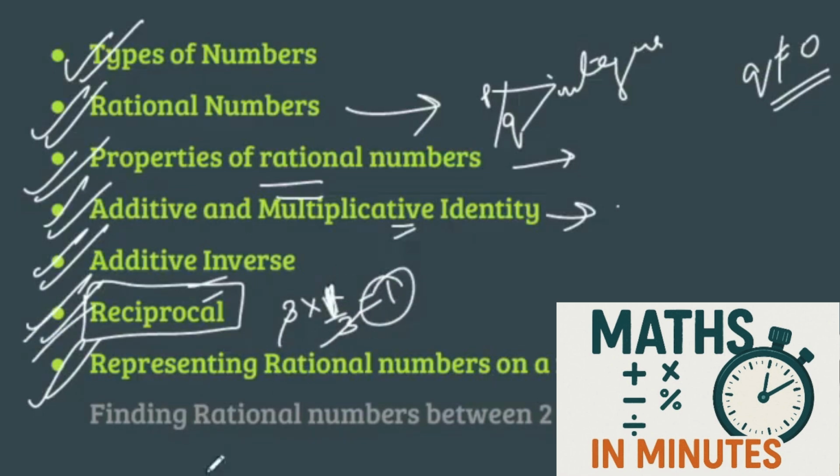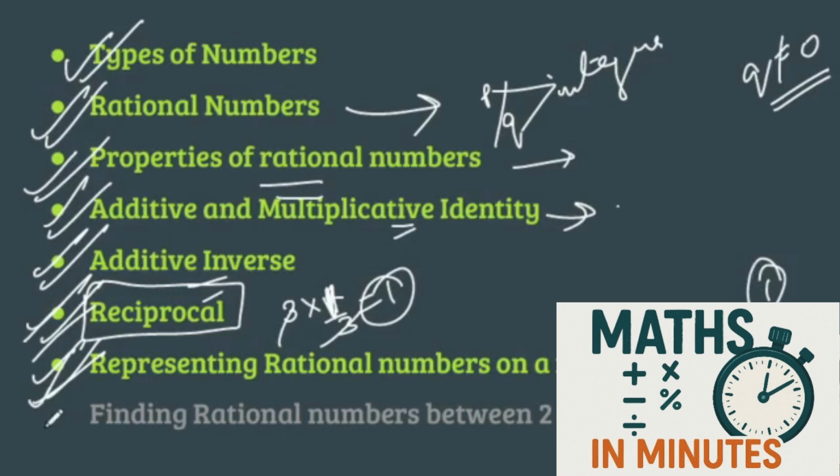This was the reciprocal. Then we have seen representing rational numbers on a number line, in which we can do this in 3 simple steps. Step number 1 is to decide whether the rational number will lie on the left side of the number line or the right side of the number line. Step number 2 is you have to decide between which two integers the rational number will lie. Then step number 3, according to the denominator you have to make the parts of the number line, and in the last and final step you have to mark your required rational number, right?